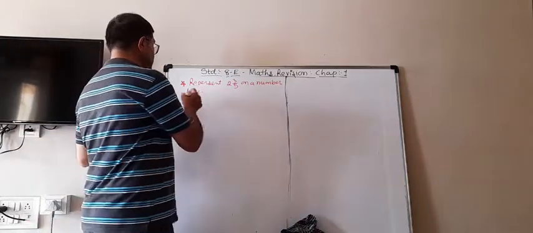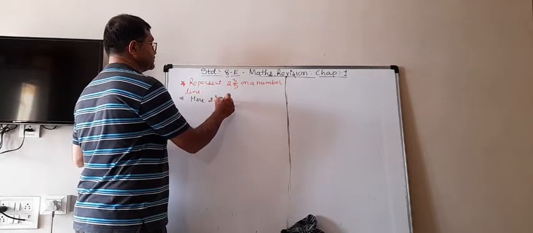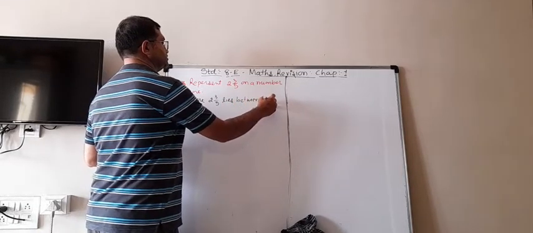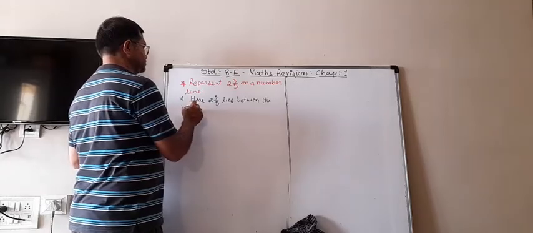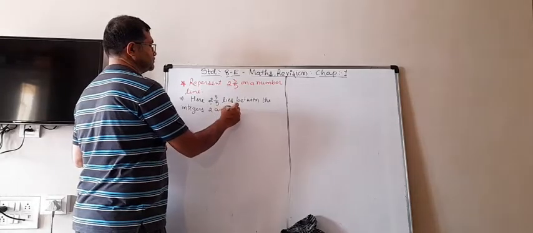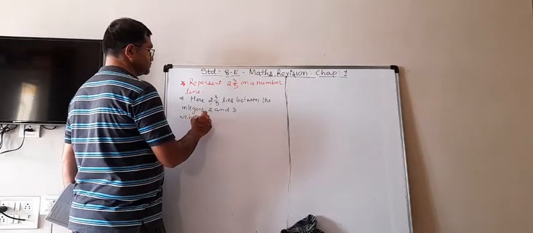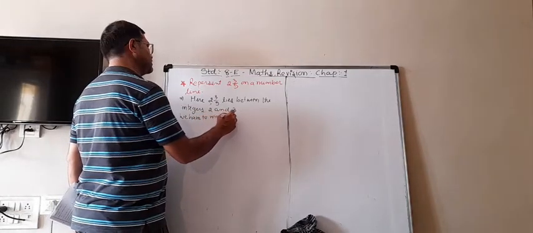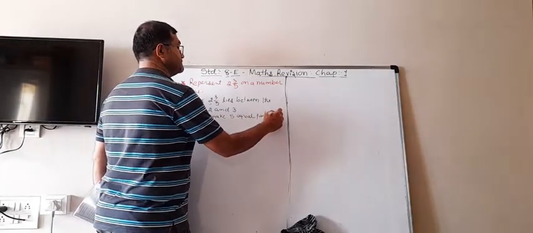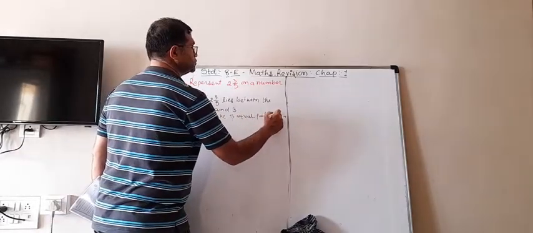So here you can directly see that 2 integer 3/5 lies between the integers 2 and 3. So now we have to make 5 equal parts between 2 and 3.